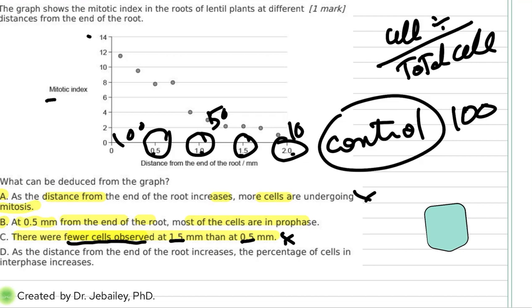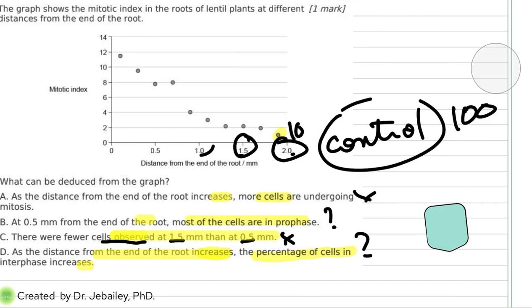And then the last one is, as the distance from the end of the root increases, the percentage of cells in interphase increases. So here we're saying that the cells at this point in interphase increase. Is this true? It is possibly true because the mitotic index is less, right? But then we are stuck at 2. These two right here are very close. This is where I told you sometimes we have two sentences that are very close, but let's give you a little more focus.